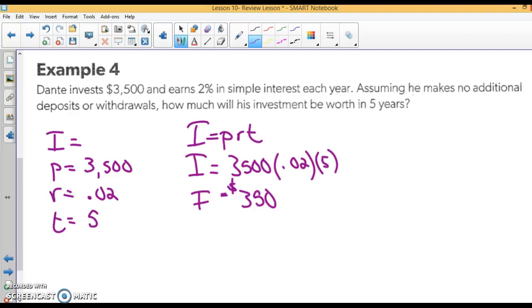Now, look at what they're asking. How much will his investment be worth? The interest is $350, but then you have to take your original $3,500 plus the $350, and you end up with $3,850. That's what it's worth after 5 years.